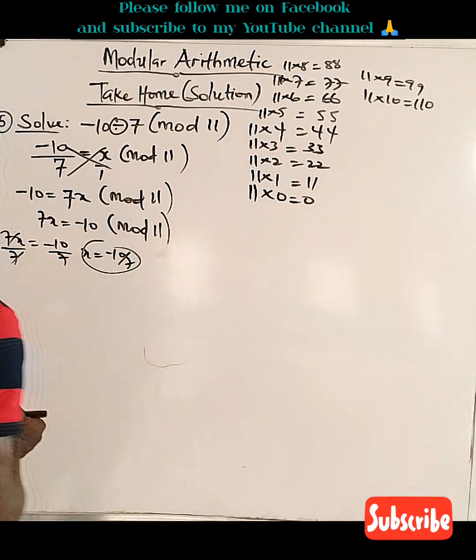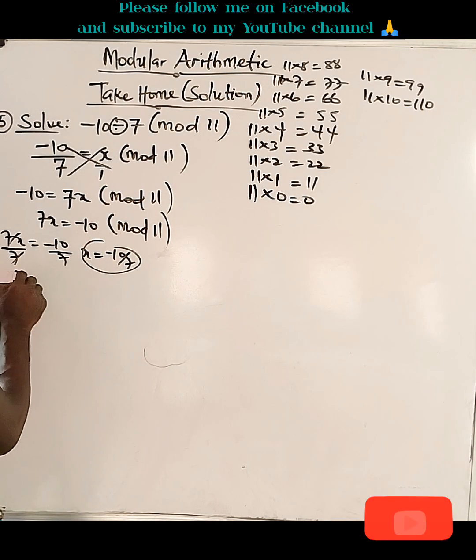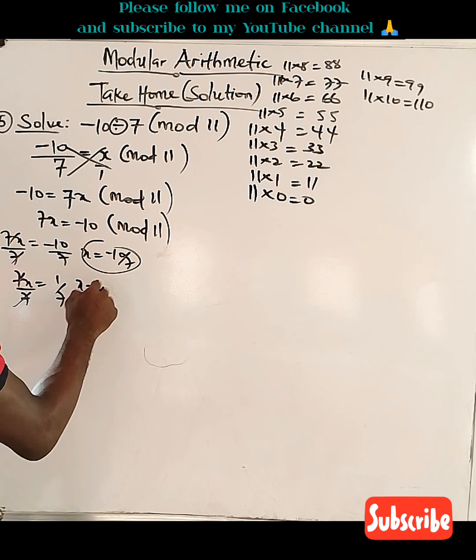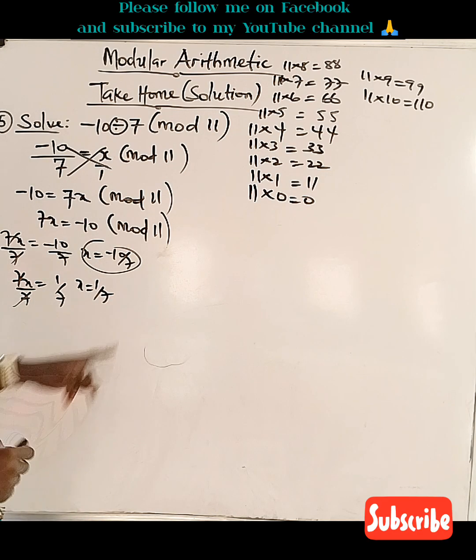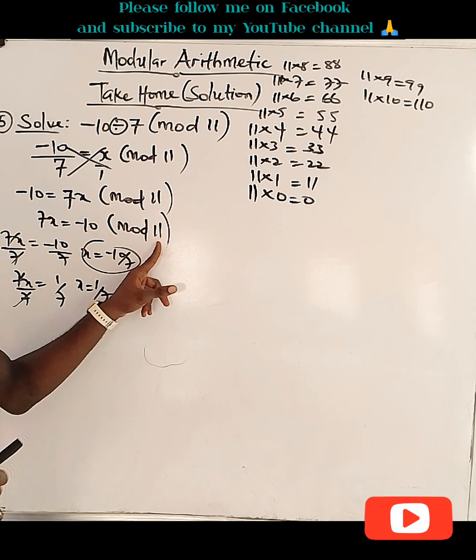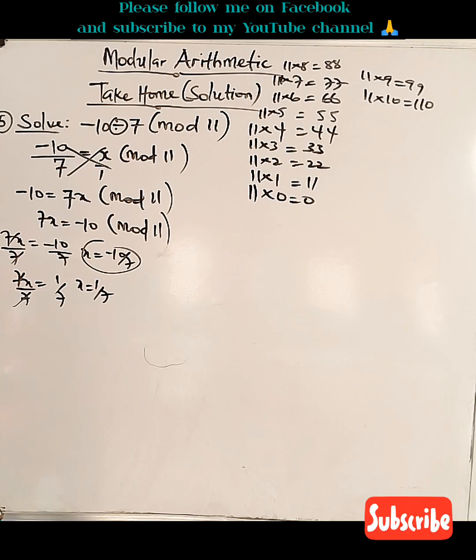This is 11. When we get 11, 11 plus minus 10 is 1. So 7x equals 1. Divide both sides by 7. x is 1 over 7. 1 over 7 is bigger than minus 10 over 7, and it is not even up to modulo 11. So let's carry on. What's the next?